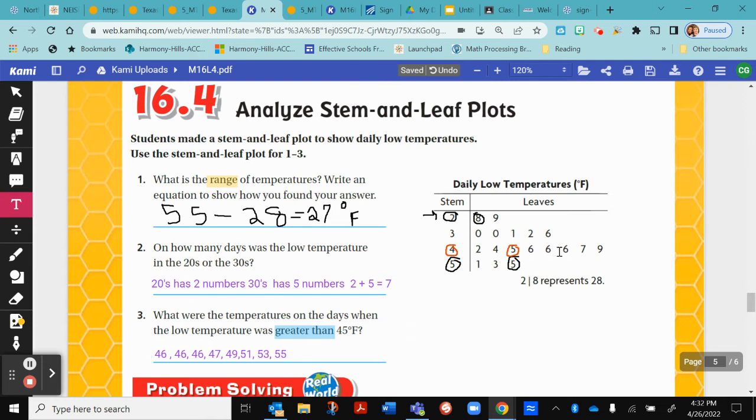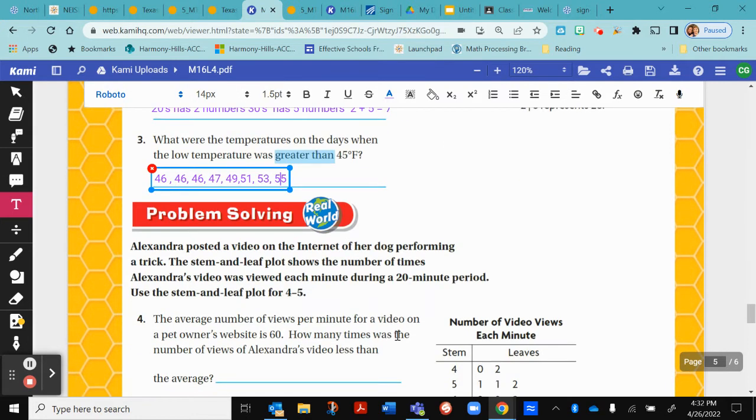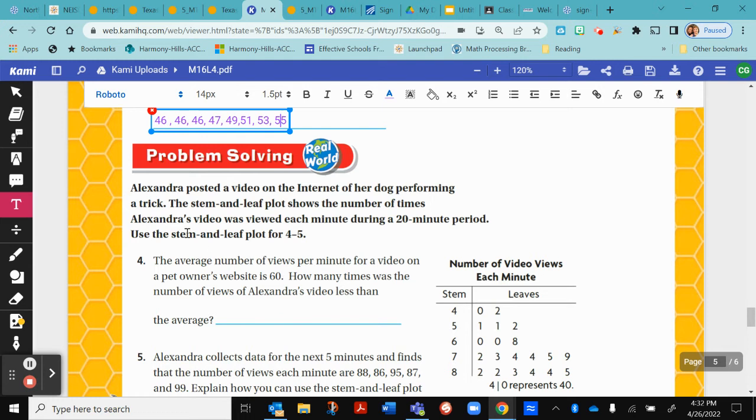So I have 1, 2, 3, 4, 5, 6, 7. Oh, I cannot put in that 55. That's right. Why? Because it said that, oh no, I can. That was another one. What were the temperatures on the days that are only greater than 45? So I was looking at the other one, the in-betweens. So then it is again, 1, 2, 3, 4, 5, 6, 7, 8. Okay, let's move on to the next.